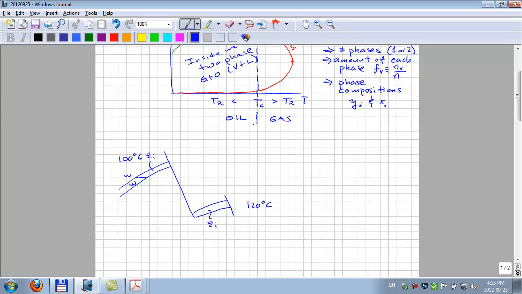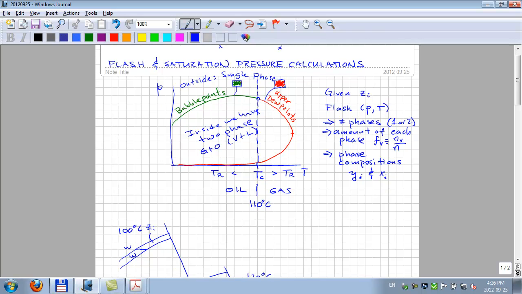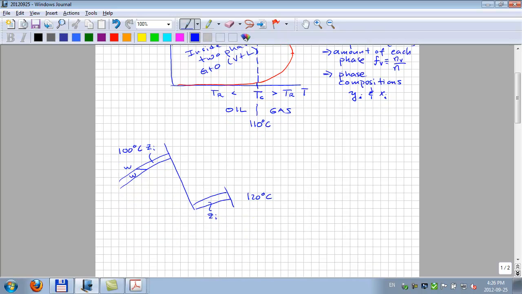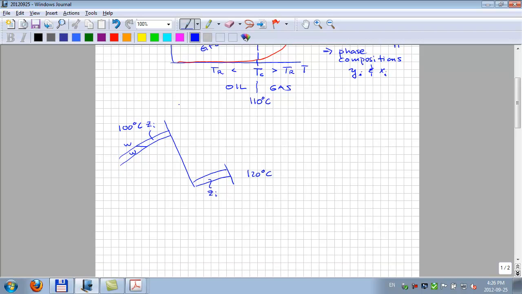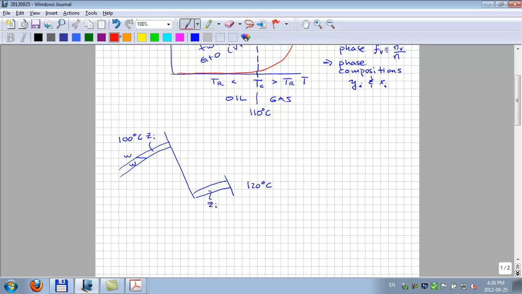And you see, my critical temperature of this is 110 degrees C. Okay? And in theory, the pressure could be, like I said, here and here, way up there. And according to this industry definition, I would call this a gas, right? Because its temperature was greater than 110, and I would call this an oil.